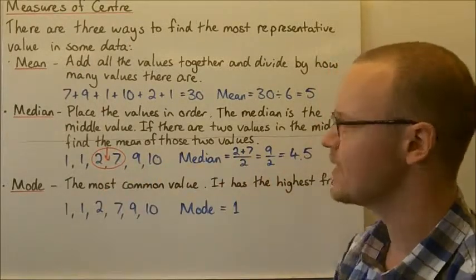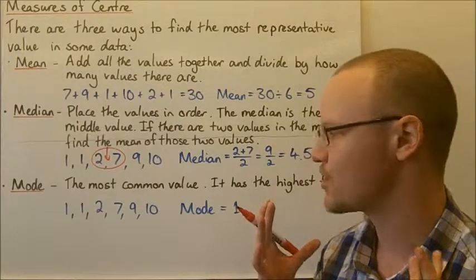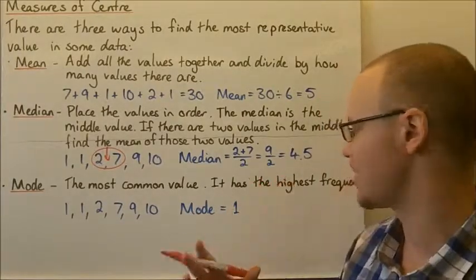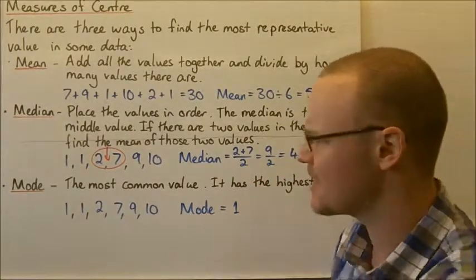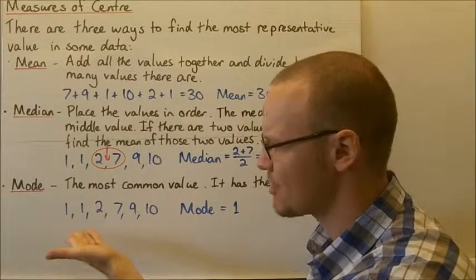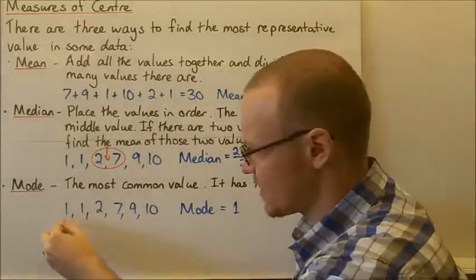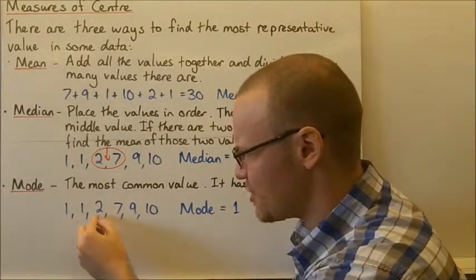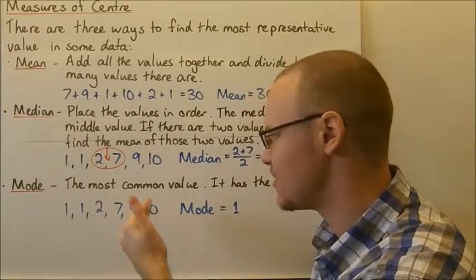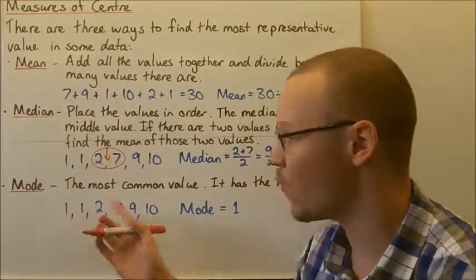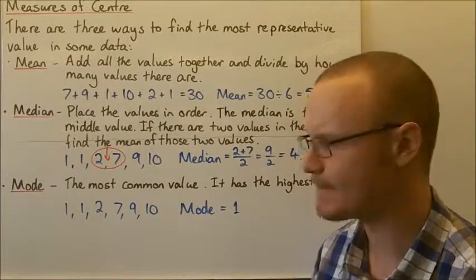So the mode is the most common value. It's got the highest frequency. If we look at our data here, again, the most common value is 1. 1 comes up the most, it comes up twice. 2 only comes up once, 7 only comes up once, 9 and 10 only come up once. So 1 is the mode for our set of data here.